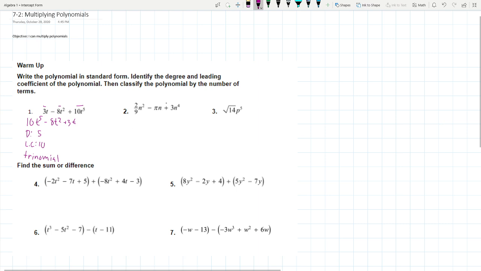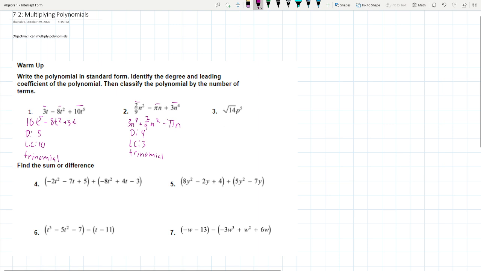Number two, we need to put this in standard form. My highest degree is 4, so I go 3n to the fourth plus 2 over 9 n squared minus pi n. My degree is 4. My leading coefficient is going to be 3. And there are 1, 2, 3 terms, so that tells me this is a trinomial.